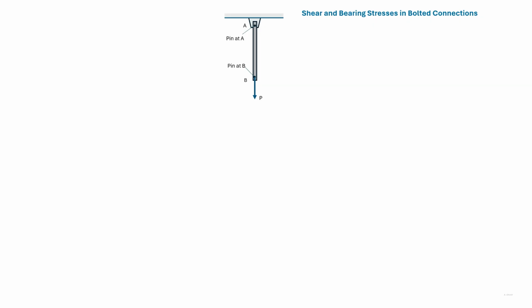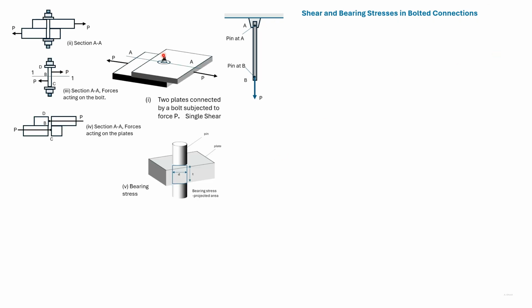Here we deal with shear and bearing stresses in bolted connection. We have discussed this case before of a pin bar subjected to a load P. We discussed action-reaction forces and there being two sets of action-reaction forces at A and B. Here we have two plates connected by a bolt and subjected to forces P on the left and the right side.